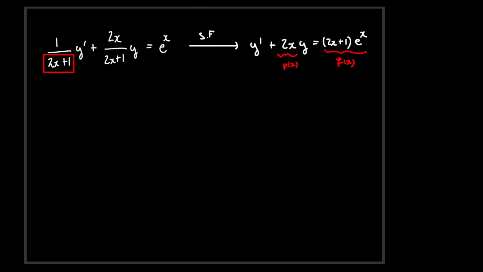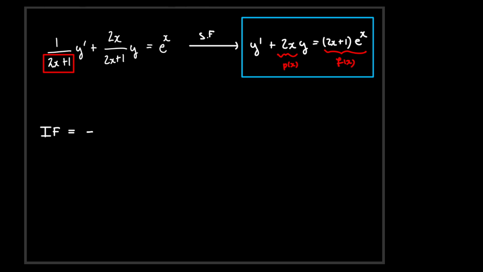So here we've written our DE in standard form. We've identified the p of x, the f of x. So the next step is to determine the integrating factor. And this is equal to e to the power of the integral of p of x dx. And we can just go ahead and calculate this. This is e to the integral of 2x dx, which is equal to e to the x squared. Again, there's an arbitrary constant here, but we choose that to be equal to 0. Okay. So this is our integrating factor, nice and easy.